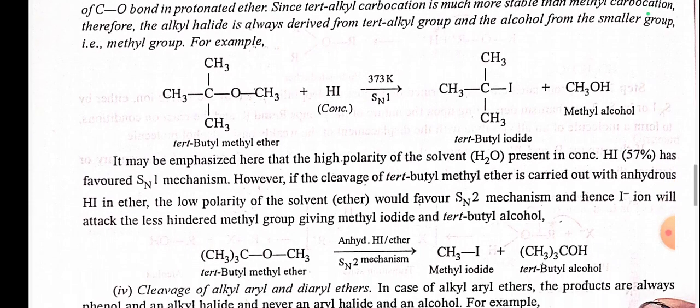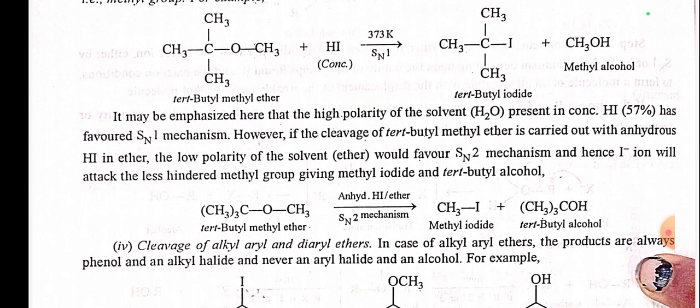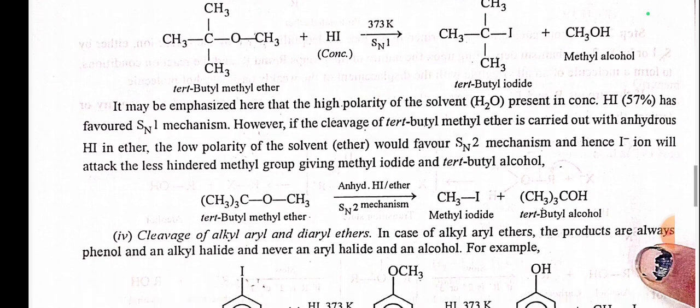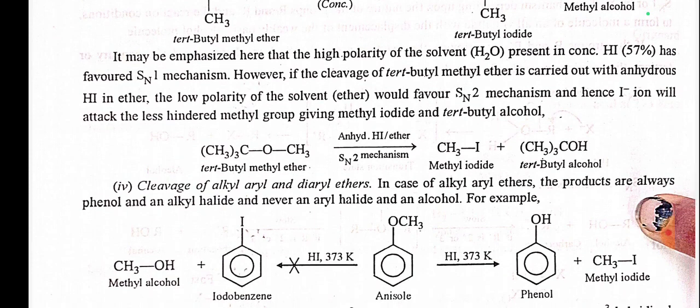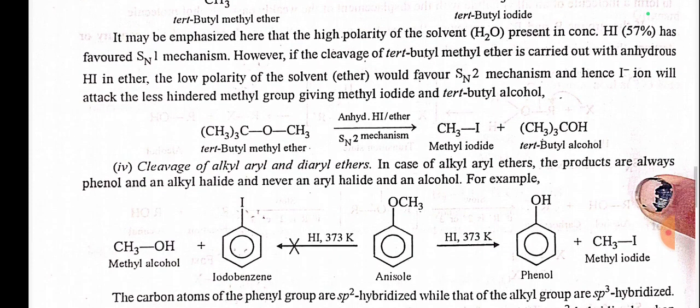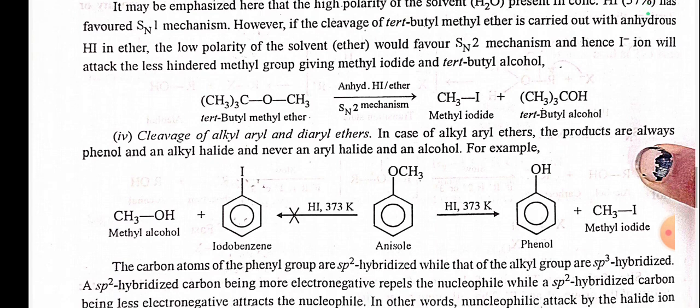Example: tertiary butyl methyl ether plus concentrated HI, an SN1 reaction at 373 Kelvin, gives tertiary butyl iodide and methyl alcohol. It may be emphasized that the high polarity of the solvent H2O present in the concentrated HI (57%) has favored the SN1 mechanism. However, if the cleavage of tertiary butyl methyl ether is carried out with anhydrous HI in ether, the low polarity of the solvent ether would favor the SN2 mechanism, and hence I⁻ will attack the less hindered methyl group, giving methyl iodide and tertiary butyl alcohol.